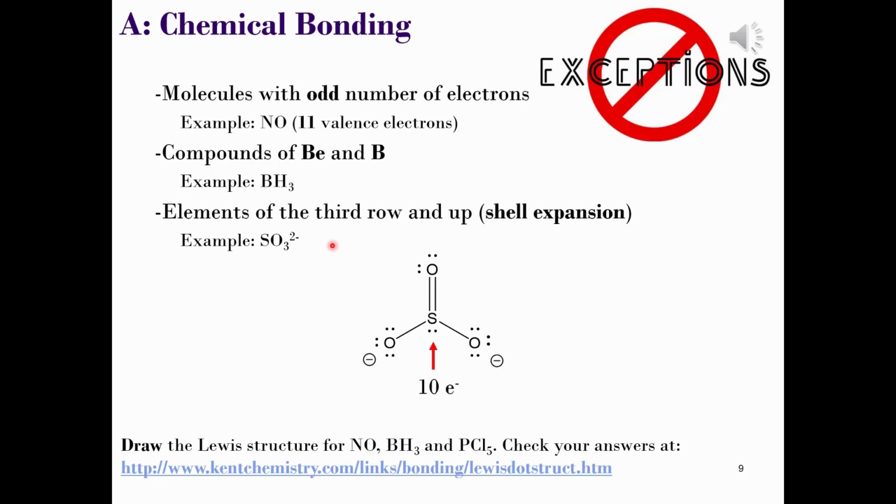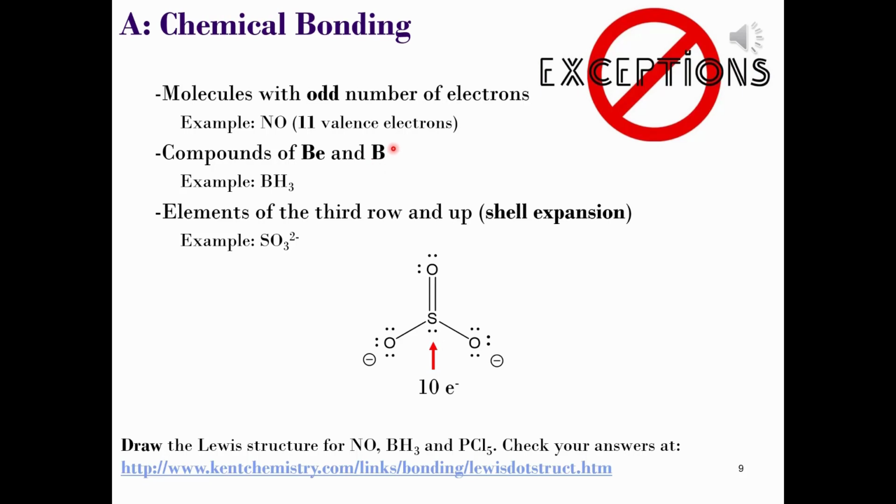Now, in addition, you can also have incomplete octets. So in some compounds, the number of electrons surrounding the central atom in a stable molecule will be fewer than 8. Now, beryllium is an alkaline earth metal, and so you might expect it to form ionic bonds. But because of its very small size and its quite high ionization energy compared to other metals, this leads to beryllium typically forming molecular compounds. So beryllium only has 2 valence electrons. It typically does not attain an octet through the sharing of electrons.